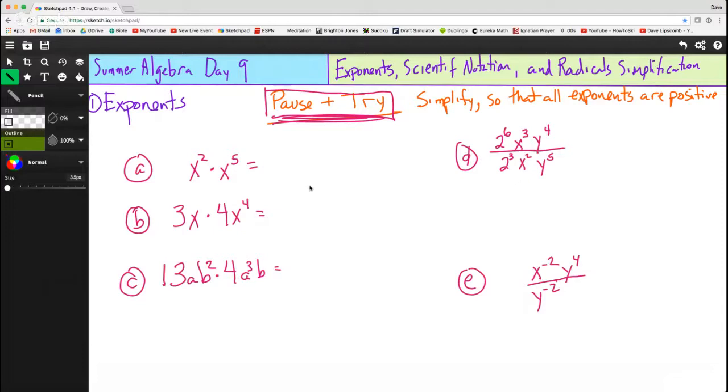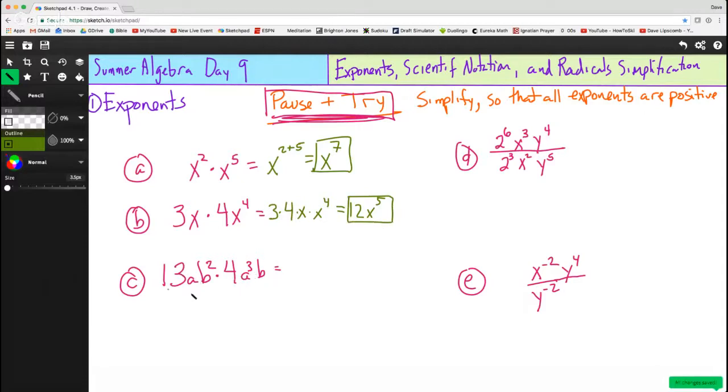Okay, so I assume you've paused and tried this. This is simply x, and this is the product of powers rule, is 2 plus 5. So that's just x to the 7th. This one here, we can rewrite it using commutative property. Right? We have 3 times x times 4 times x to the 4th. We can rewrite it, and we can get 12x to the 5th.